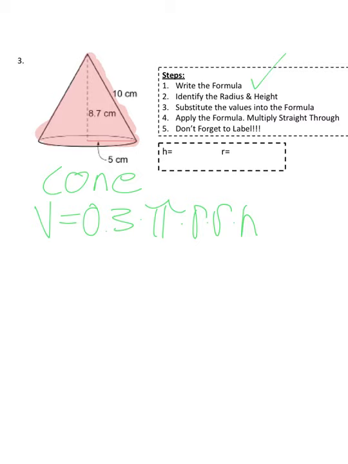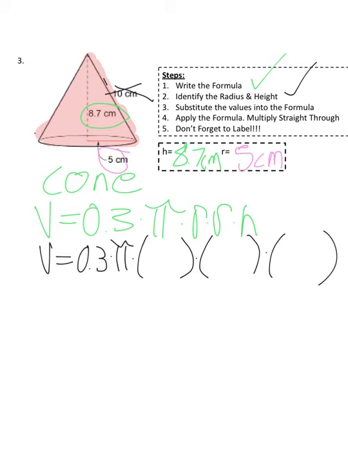So my radius is going to be 5 centimeters. It's from the center of the circle to the edge of the circle. And then we're dealing with the height, which is from top to bottom, which is going to be 8.7 centimeters. This 10 centimeters is just the length of this slanted line, so don't let that confuse you. Make sure you're going from top to bottom of the cone. So we don't even need that 10 centimeters to find the volume. All right, so step 2 is done.